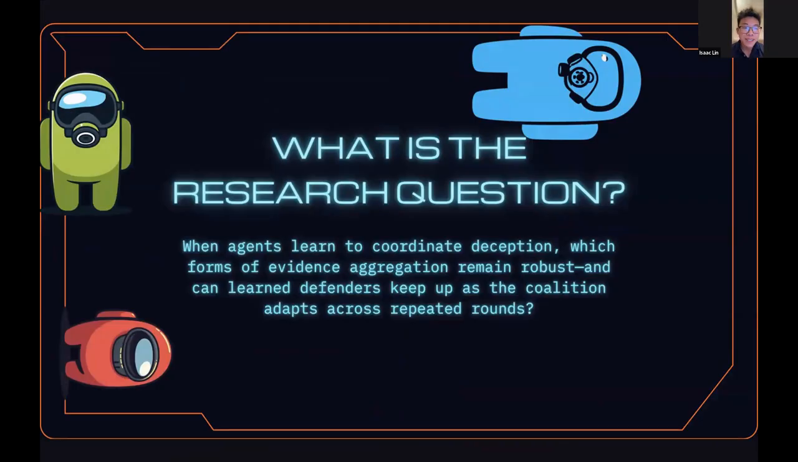This is our research question. To dumb it down, it consists of two parts. The first is a statistics question: given a pile of accusations, how can the agents best aggregate them to their benefit? And the second is more of a dynamic question: to what extent can the crew members and imposters co-adapt to each other's evolution as they train with reinforcement learning?